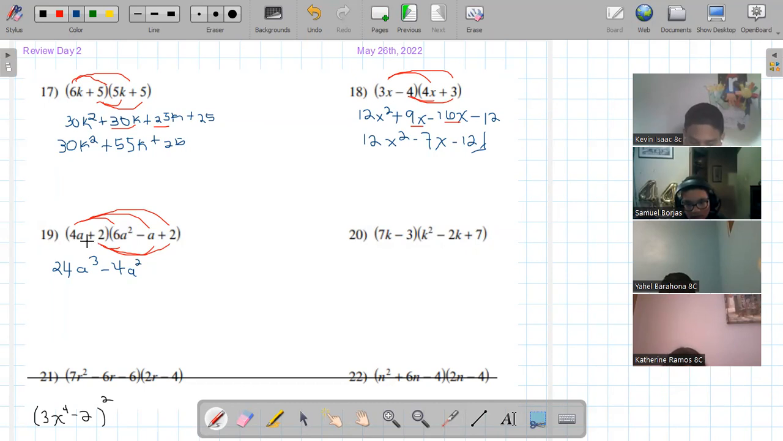And now the first term with the last term of the second parenthesis. 4a times 2. 8a. Very good. So positive 8a. Now we do the same thing, but with the second term. 2 times 6a. 12a. To the second power. I'm sorry? 12a to the cube. Are you sure it's to the cube?